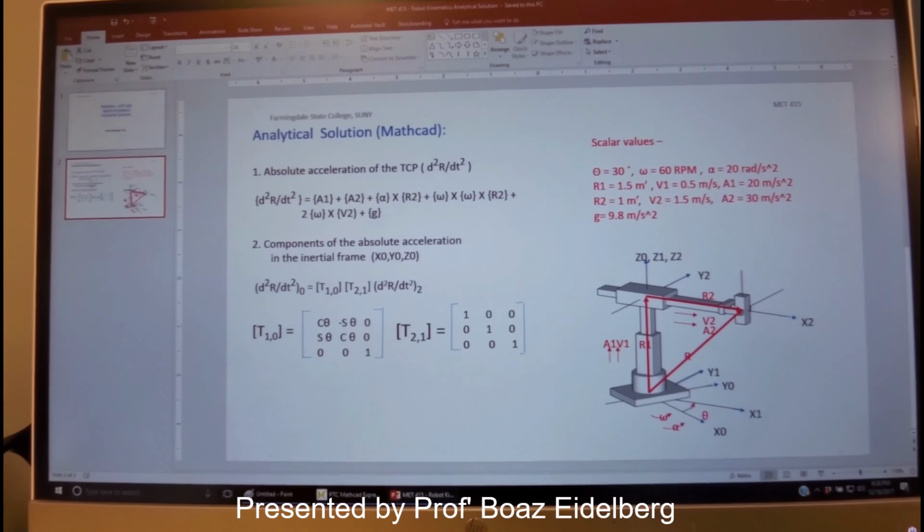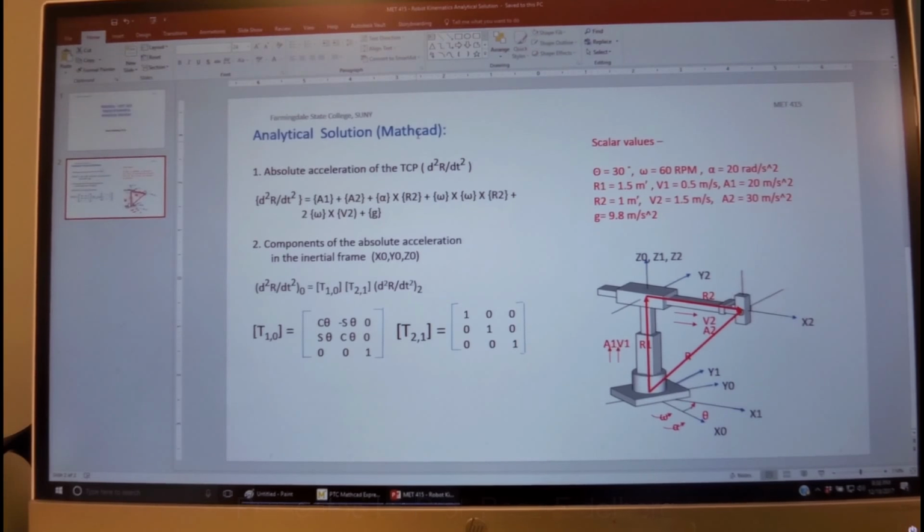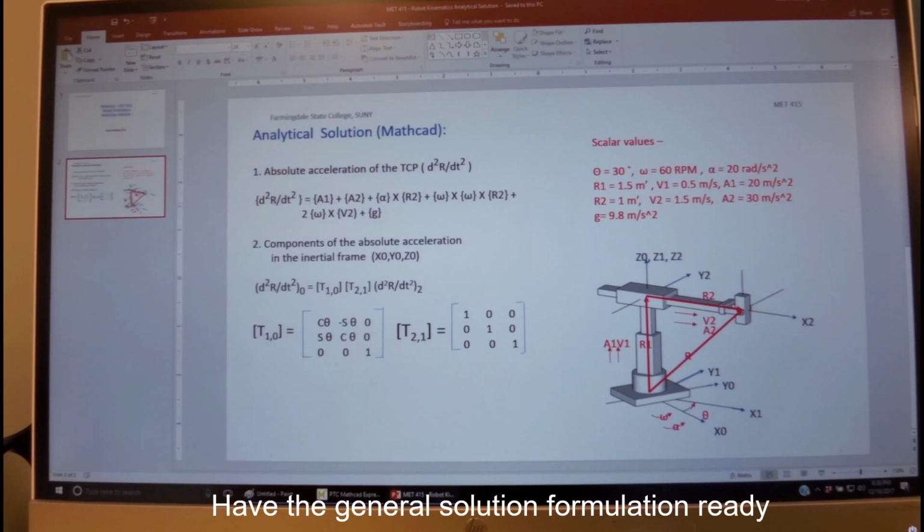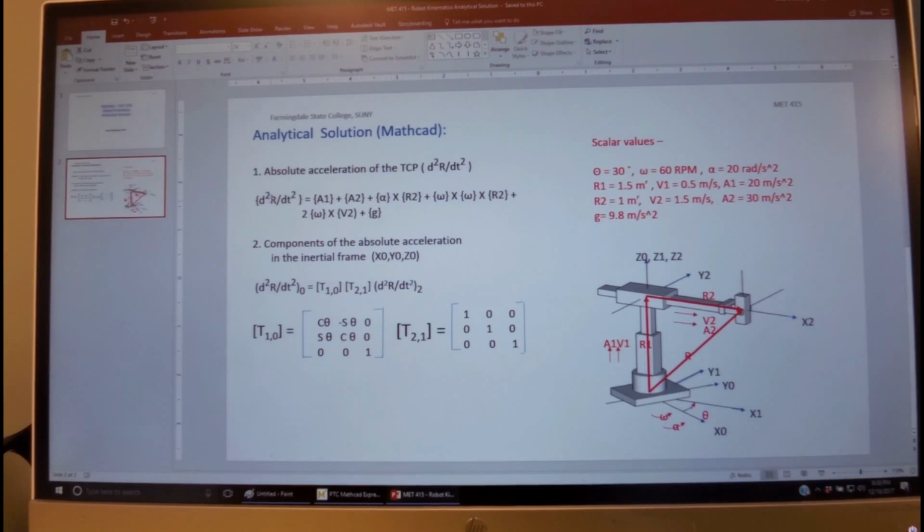What I like to do when I start the analytical solution is to use MathCAD, have the tool ready. Also, I like to have the formulation of what it is that we're calculating. We're looking for the absolute acceleration of the tool center point in this example. And I like to have also the definitions of the scalar values of all the known variables, and also the definitions of the transformation matrix.